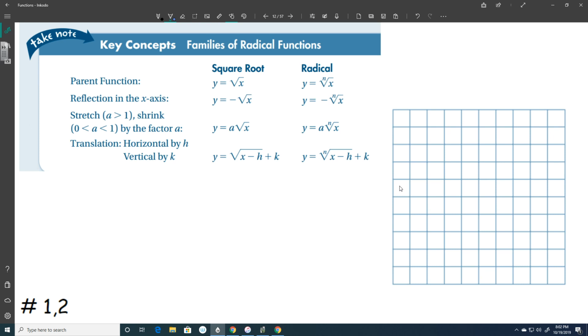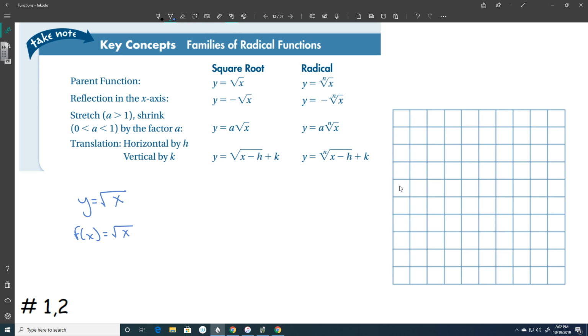So today we're going to talk about radical functions, or in other words, square root functions. So our parent function, y equals, or f of x, because we're talking about functions, right? f of x equals the square root of x. That is our parent function. And then if I do things to it, it's going to change my graph.